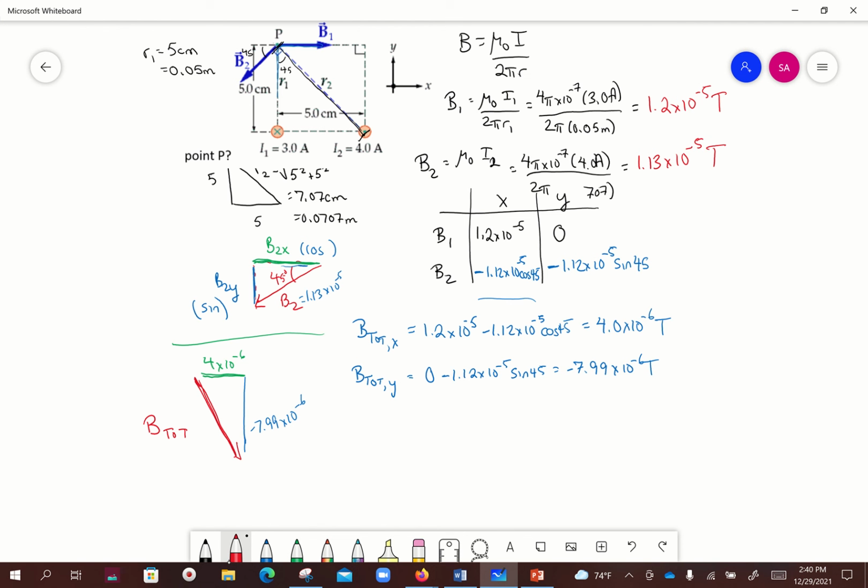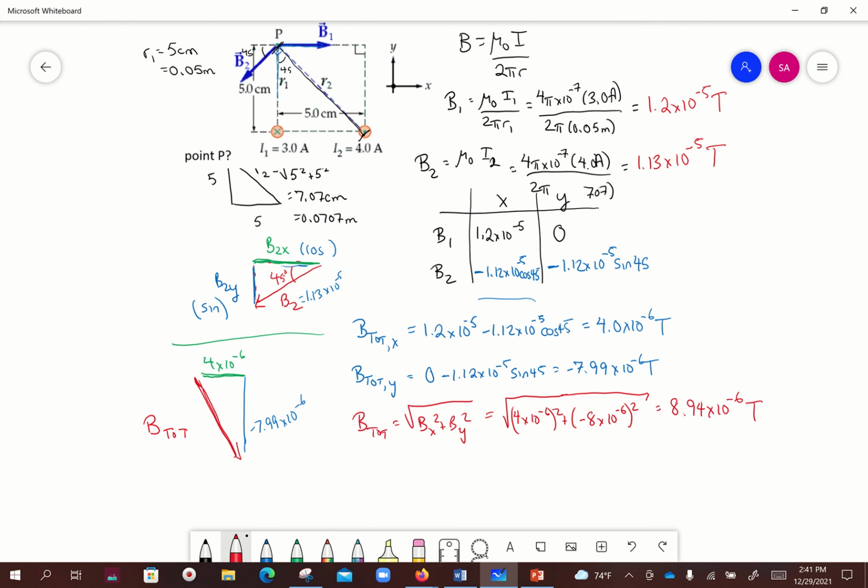So how do I get the magnitude? I just use Pythagoras. X squared plus y squared is equal to my total. So B total is equal to the square root of Bx squared plus By squared. So that is the square root of 4 times 10 to the minus 6 squared plus negative 8 times 10 to the minus 6 squared. And so I get 8.94 times 10 to the minus 6 Tesla.